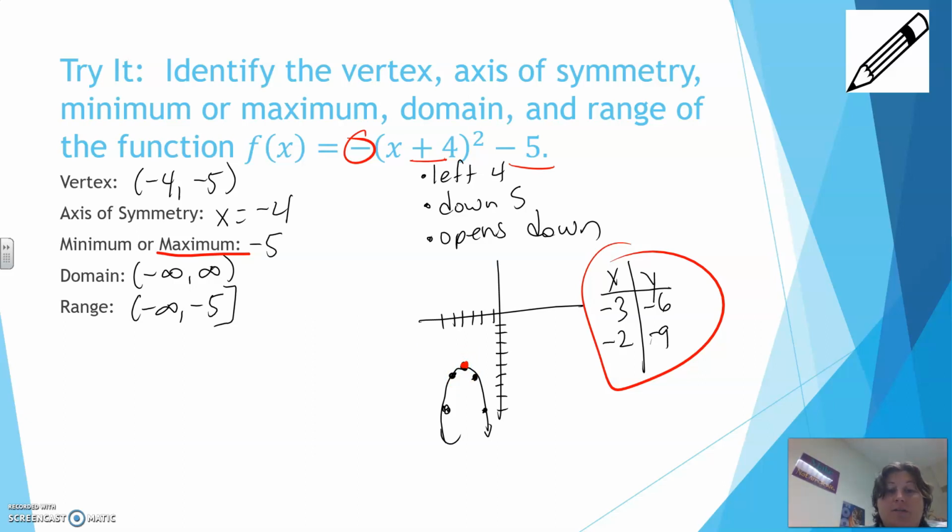And now the range, be careful on this one. Remember, you always have to go from smallest to biggest. These arrows go down forever. So it does go down to -infinity, and then it stops at -5.